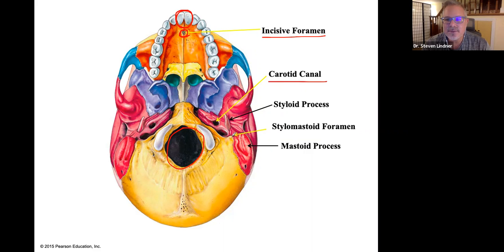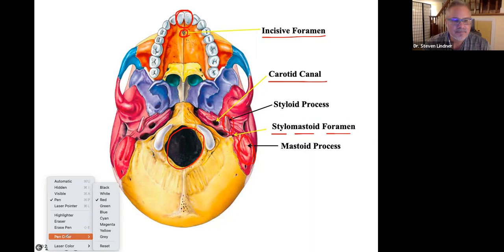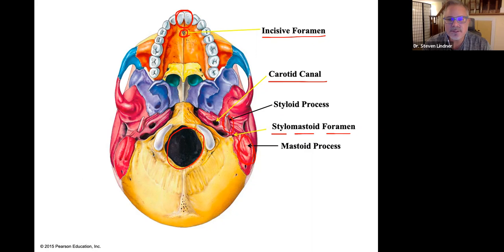Here's this very, very small one right here, the stylomastoid foramen. Here's your styloid process. Here's your mastoid process. Let me change the color. Red is pretty bad. Here's your styloid process. Here's your mastoid process. And between the two is the stylomastoid foramen.